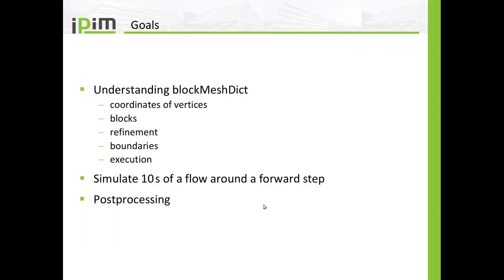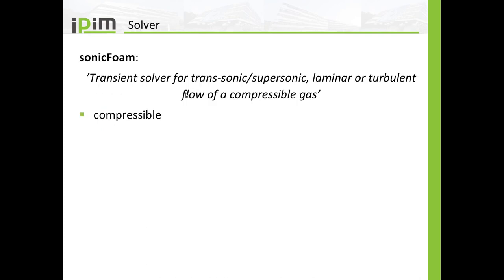The goals of this tutorial are the following. I want you to understand the blockMesh dictionary, how you define the coordinates of the vertices of the geometry, how you define blocks, how you can set the refinement of your mesh, how you can define boundaries, and how you execute the command. And I also want to simulate 10 seconds of a flow around the forward step and post-process the results. But really, I want to concentrate on blockMesh in this tutorial.